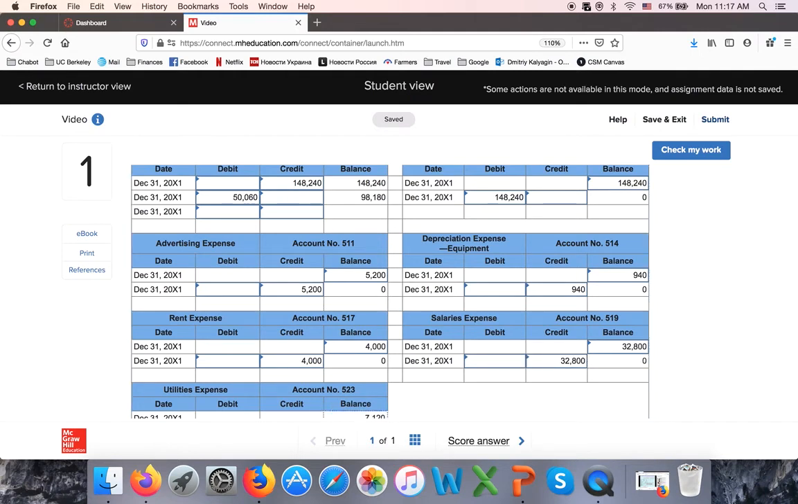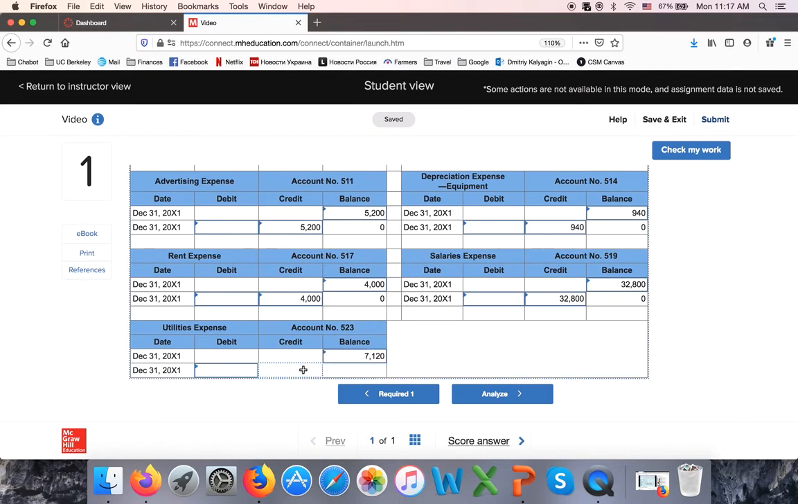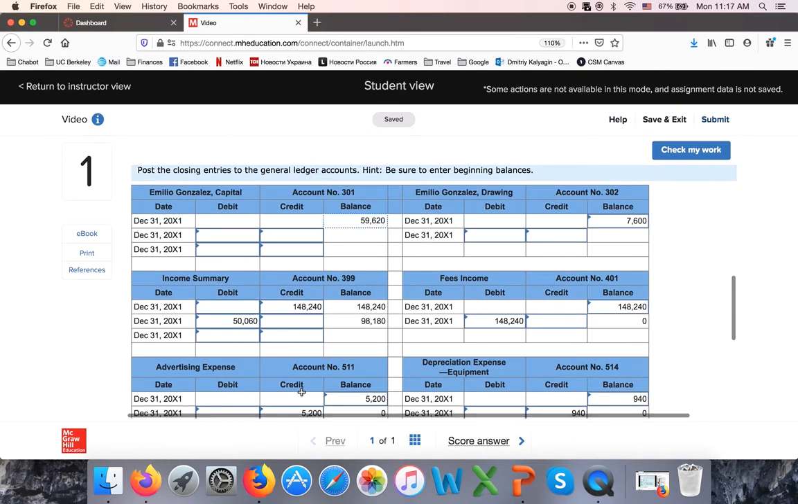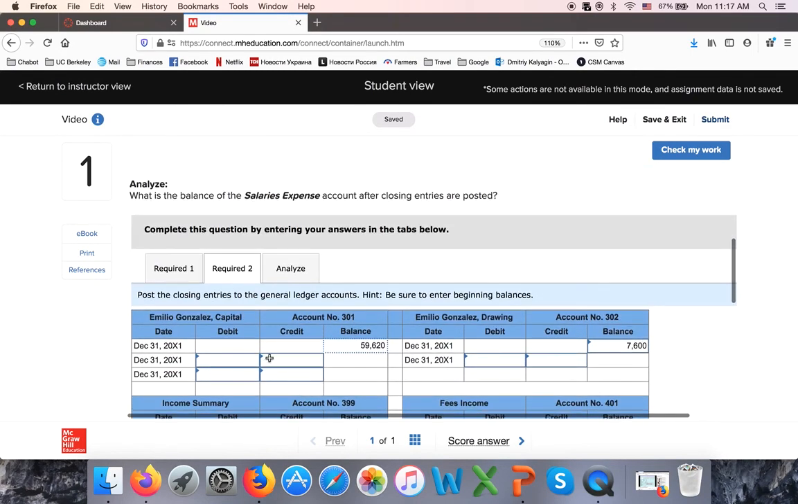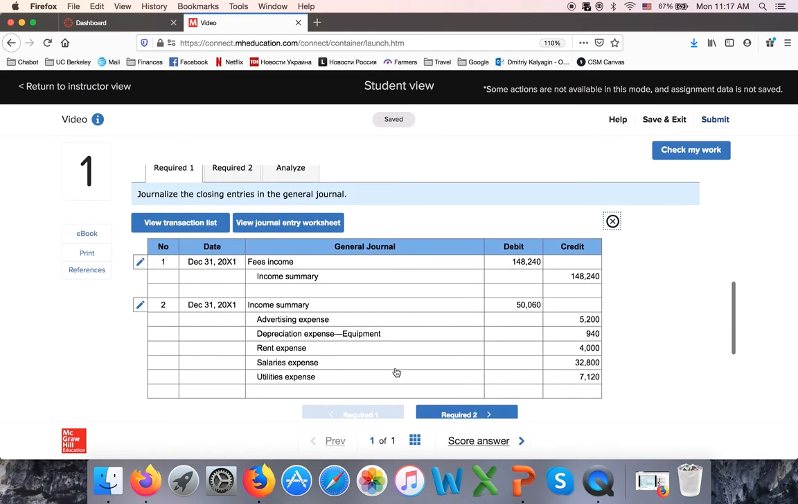So you can see that closing entries are very mechanical. There is no thinking needed, right? So actually computer software can do it for you. In adjustments, we have to think. In closing entries, we just follow the template. We follow the steps. Okay?